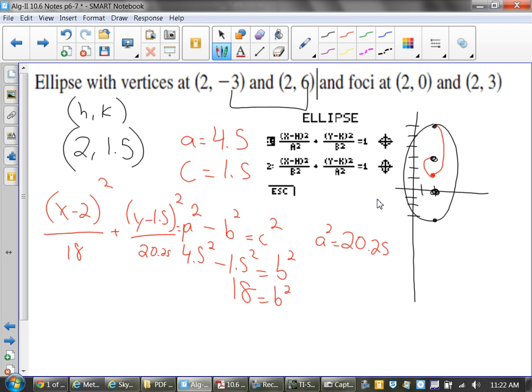And here you notice our center happened to be at a half. You can figure that out. It's not that bad. 1 1/2.